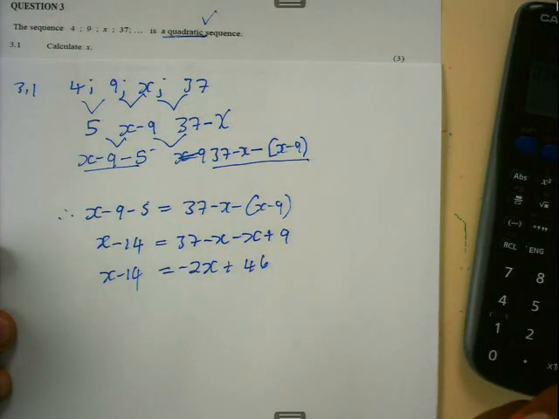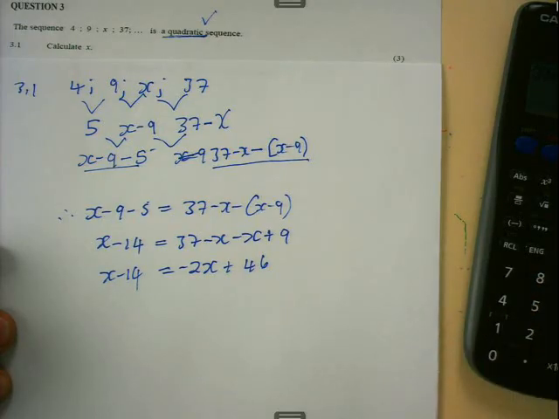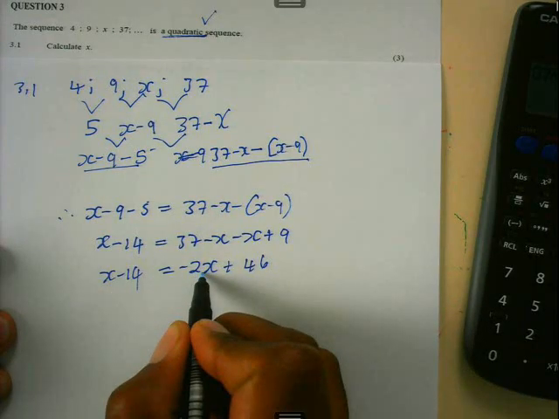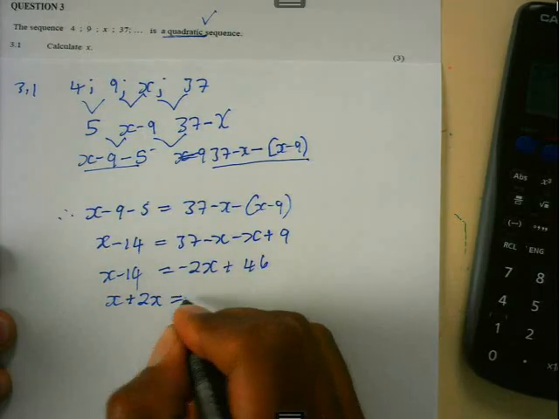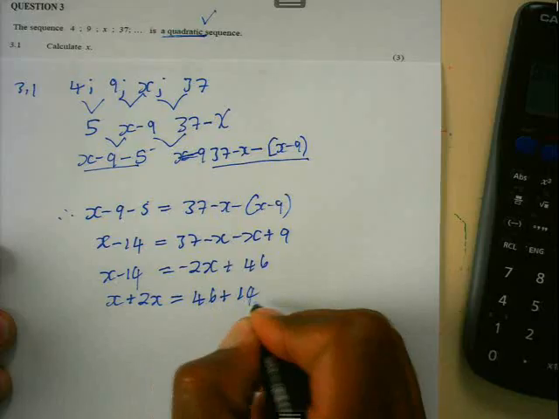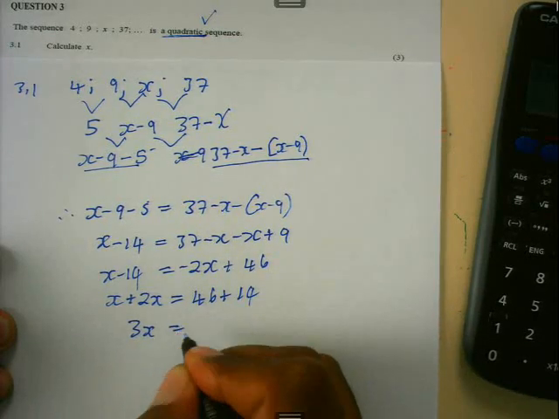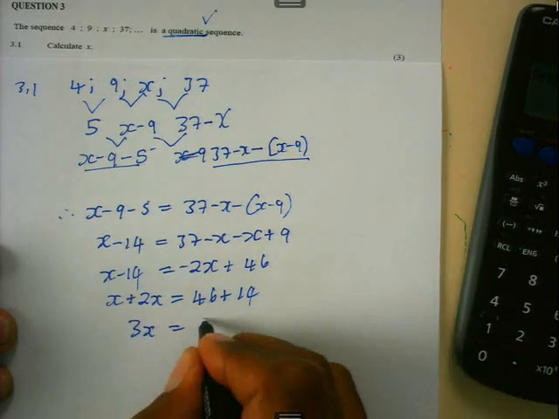How do I solve the linear equation? Unknown on one side, numbers on the other side. Therefore, the unknown there, that will be x. We have minus 2x here. Now it becomes positive 2x, equal to 46. Now it's a negative 14, now it's going to be a positive 14. Now this one is 3x is equal to 46 plus 14, that is 60.